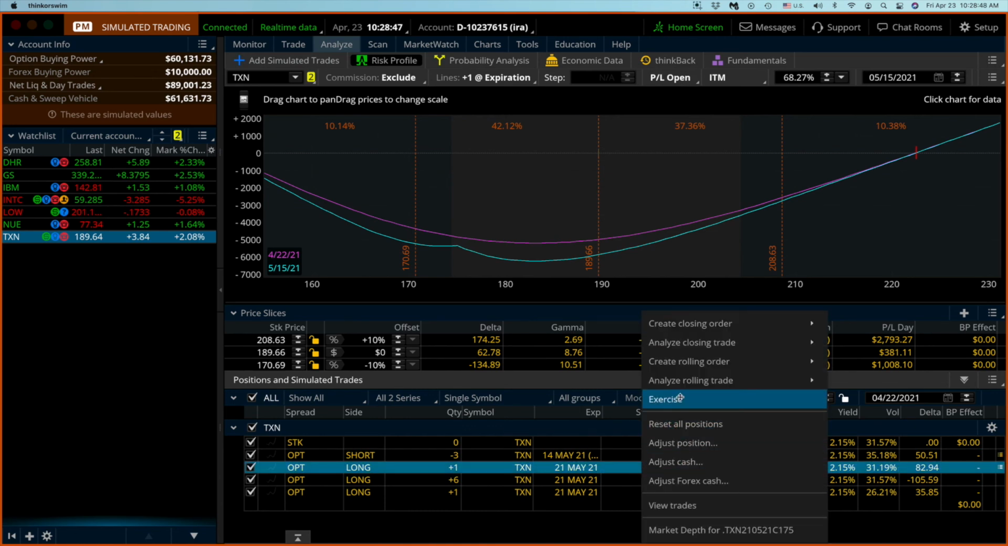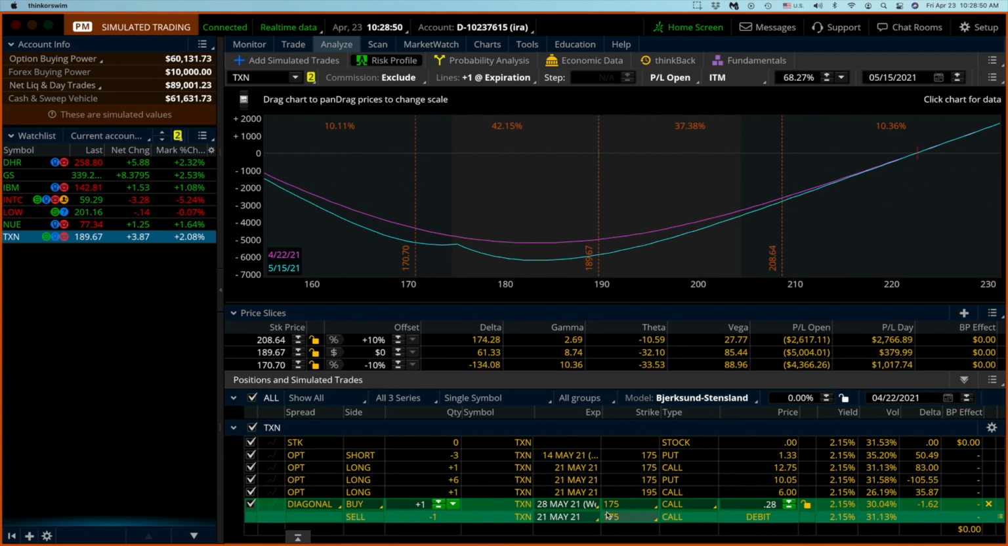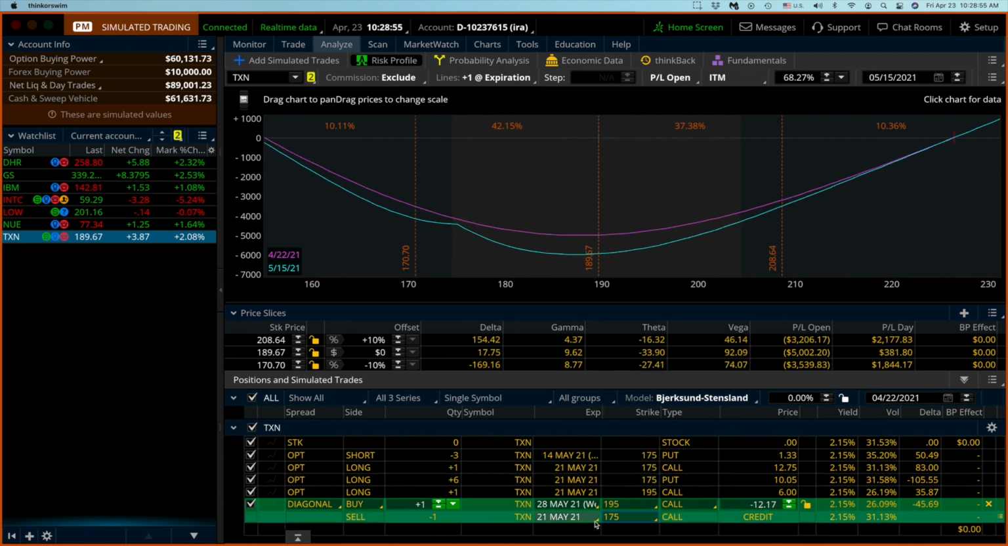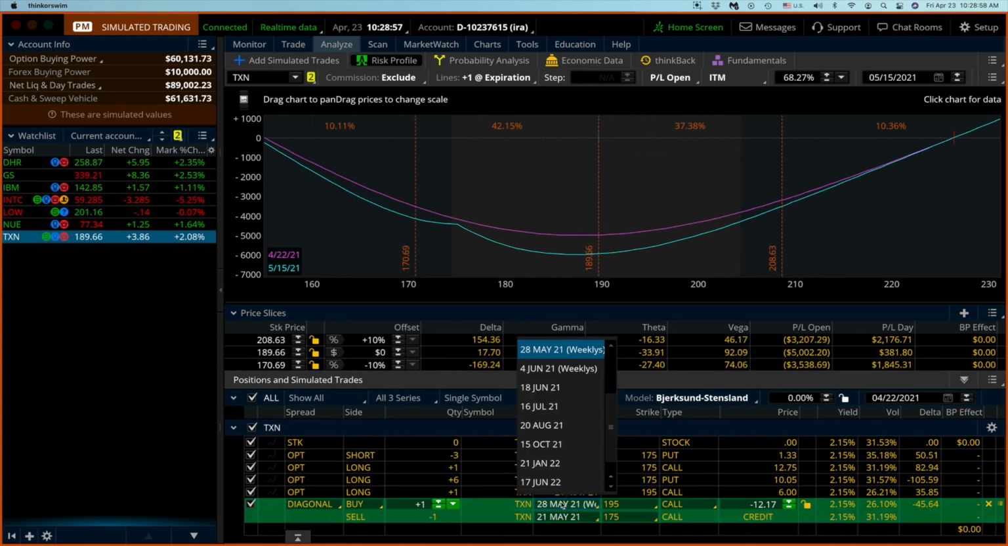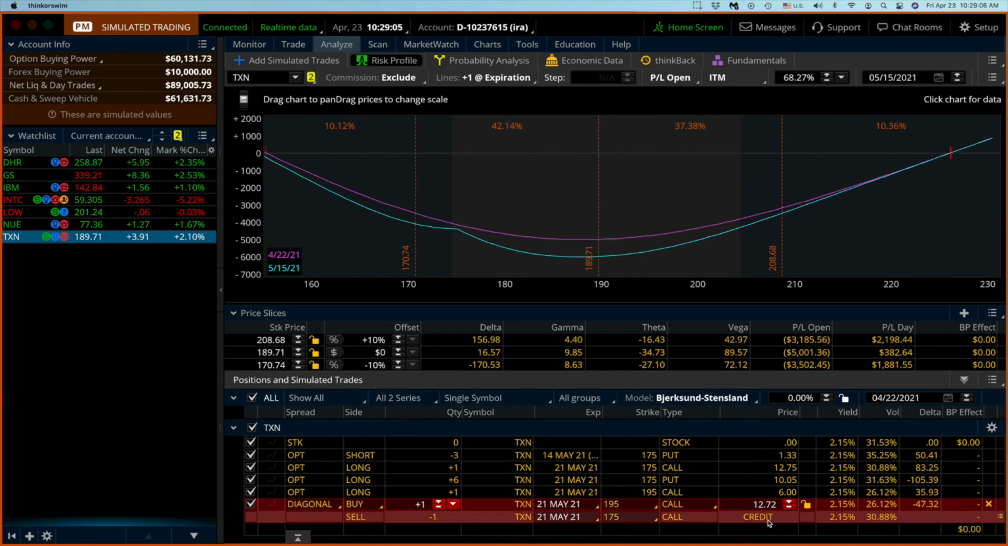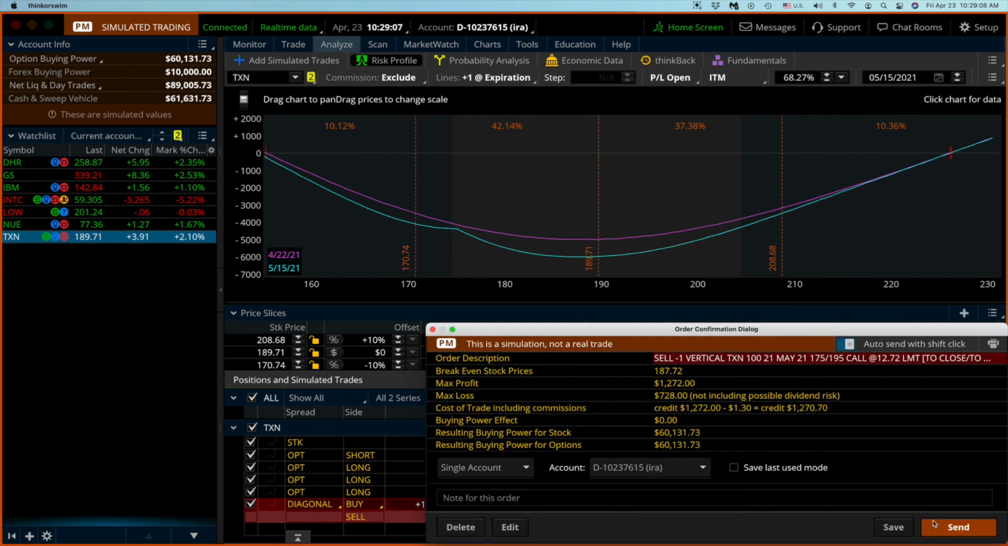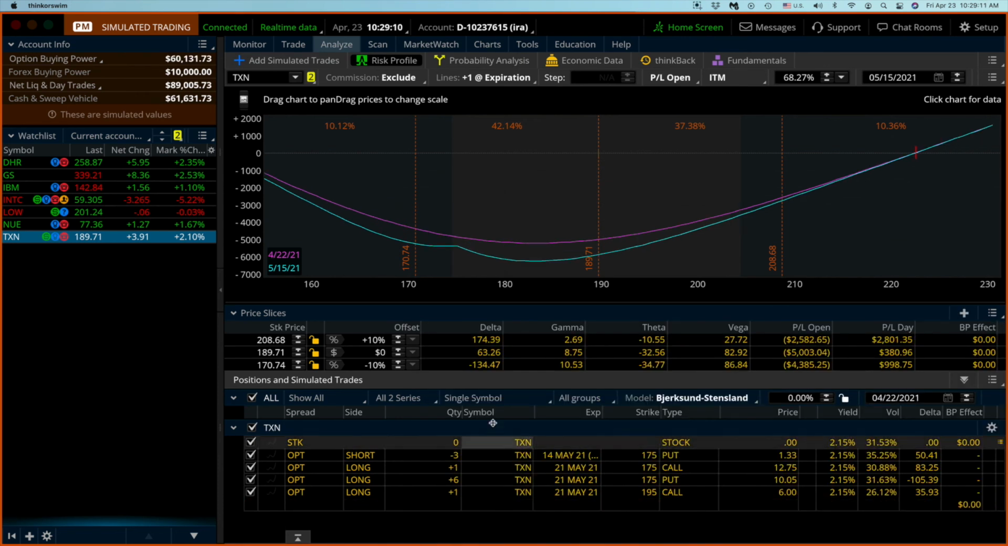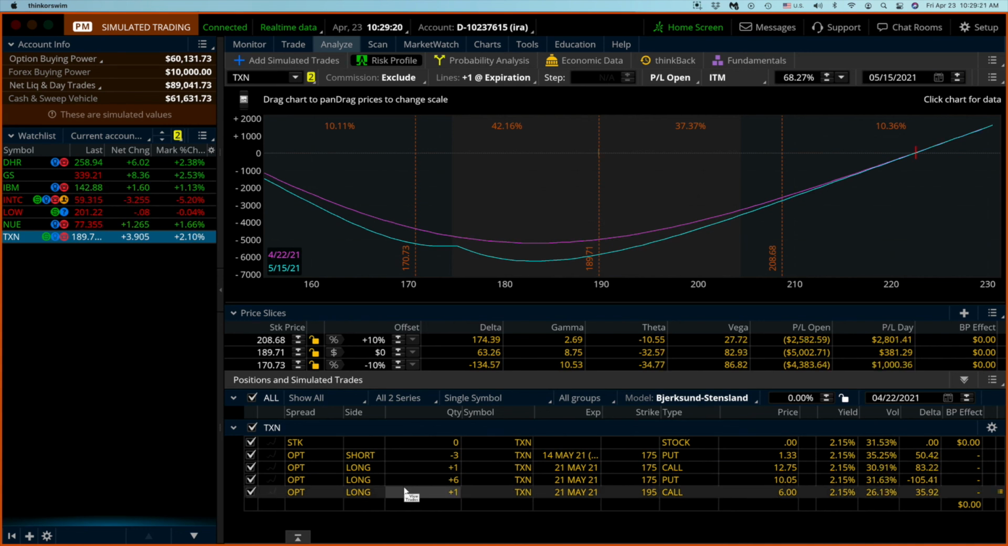So let's analyze rolling. And we're going to buy the 195 while selling the 175. Same expiration. And that way we get $1,272 back. And this is the way you keep on going for the rest of the year. And then before you know it, one day when you least expect it, you make a whole bunch of money.